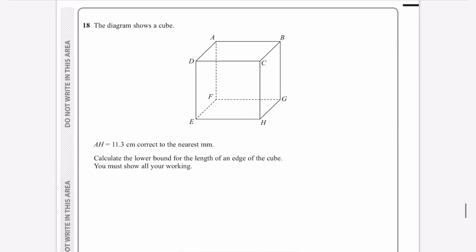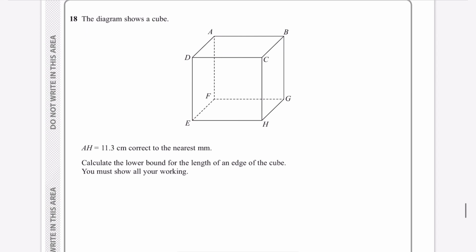Okay, question 18. The diagram shows a cube. AH is 11.3 centimetres, correct to the nearest millimetre. Well, in millimetres, that is 113 millimetres. I think it's annoying that they've said centimetres and millimetres. Now they've said AH. AH is between A and H. It's this diagonal part that we've got here. Hopefully you can see that this is the diagonal. It's actually coming from Pythagoras in 3 dimensions. So when we're talking about it in 3 dimensions, we're trying to find out what this length is. Now they've said that this length is 113.